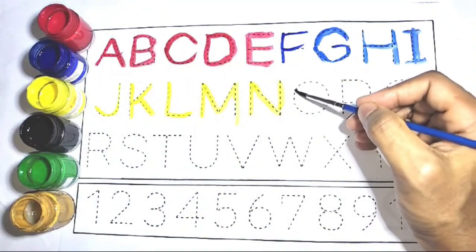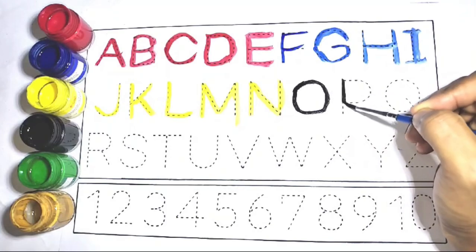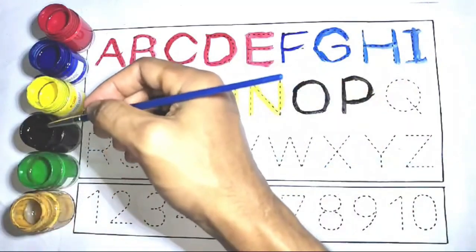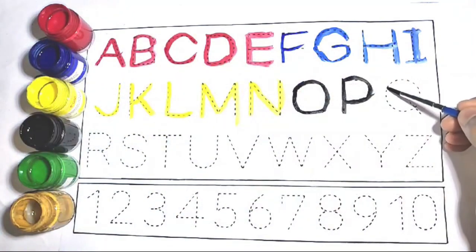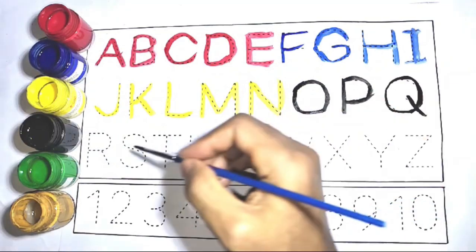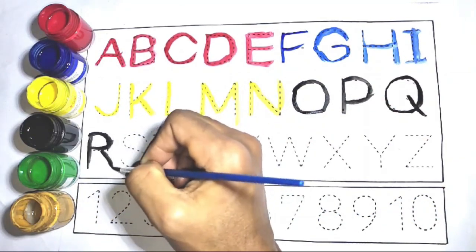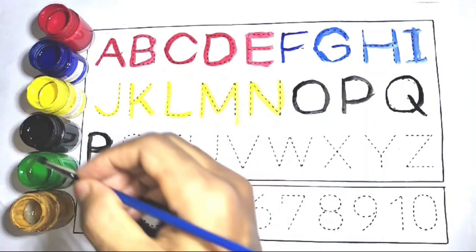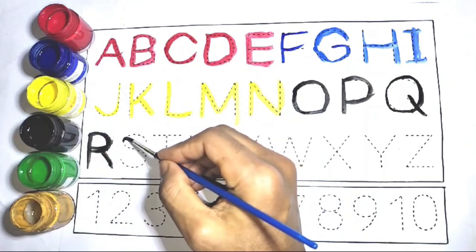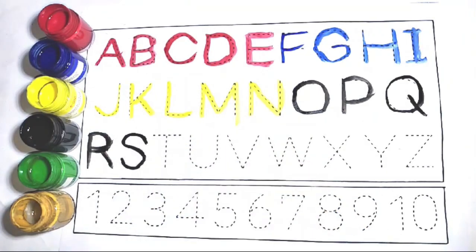And draw the letter of O. O for orange. The next one is P. P for penguin. Now we draw Q. Q for queen. And the next one is R. R for rose. We again use black color and now we draw S. The next one is T.